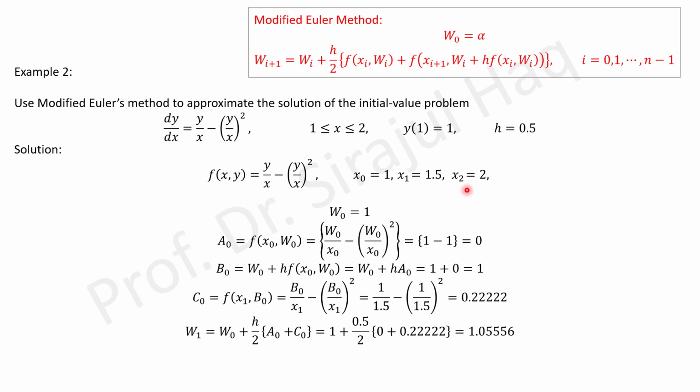I computed the solution at this one. Now compute the solution at x is equal to 2. So replace i by 1 here. You will be getting W2. So I'm representing f of x1 W1 by A1. W1 plus h f of x1 W1, I represented that by B1. And I represented this whole function for i is equal to 1 by C1, and then I will compute the value of W2. So let's see.